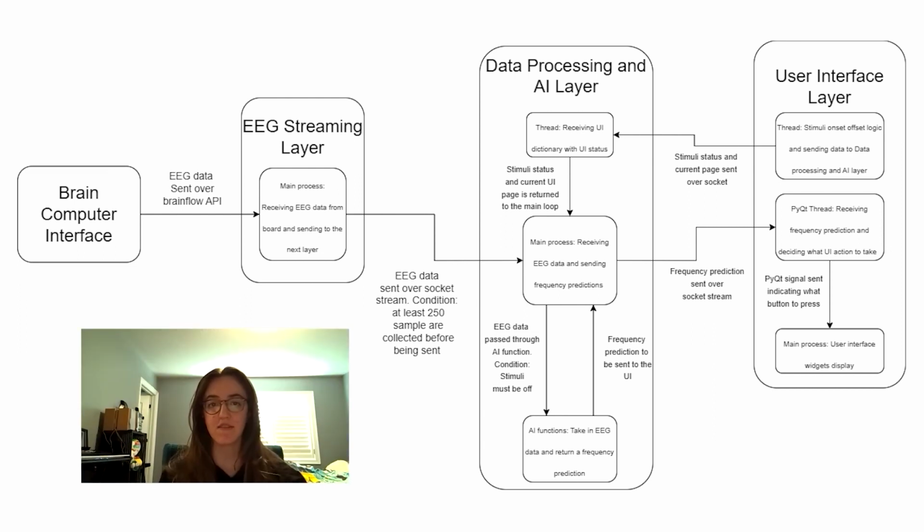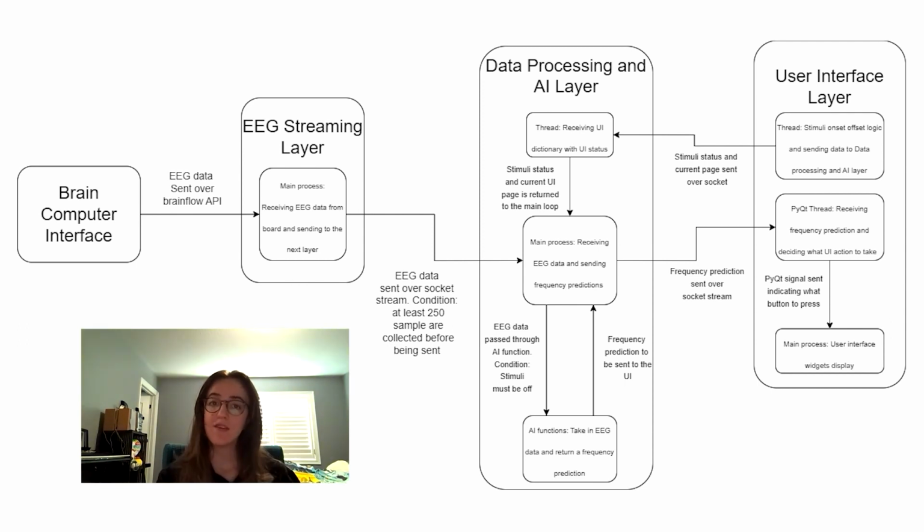The next layer is the data processing and AI layer. It receives data from the EEG streaming layer, and either adds it to a NumPy array to be processed, or discards it. This decision is controlled based on the signals sent from the user interface, indicating whether the stimuli are on or off. We only want to store data when the stimuli are on, and we want to discard any data received when the stimuli are off. When this requirement is met, the EEG data is passed through AI functions and returns a frequency prediction. This prediction is then sent to the UI layer using sockets.